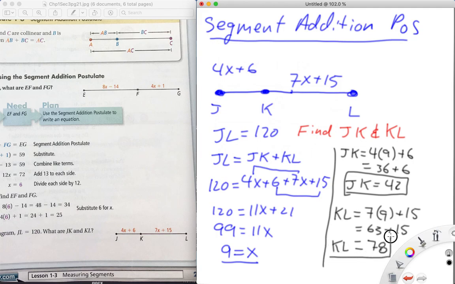And if you want to check if it works, you can always add 42 plus 78. And that equals 120, so it works.